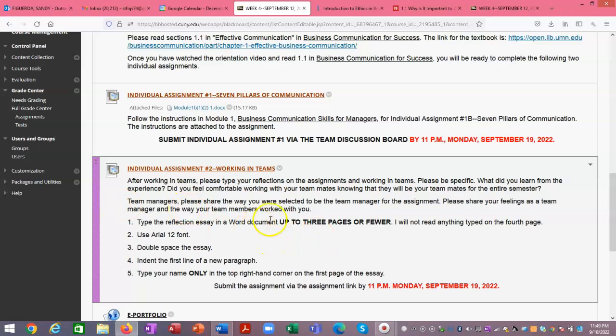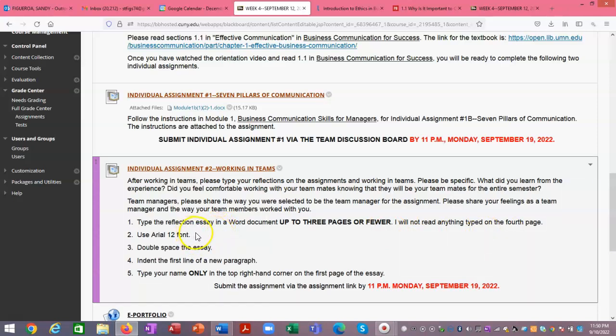Type the reflection essay in a Word document. Some of you are giving me some strange software. You have up to 3 pages. Do not give me 3 pages of the same thing over and over again. You have up to 3 pages, so you could use a page and a half, 2.5 pages, but I am not looking at anything beyond the 3rd page. I will not read anything typed on the 4th page.